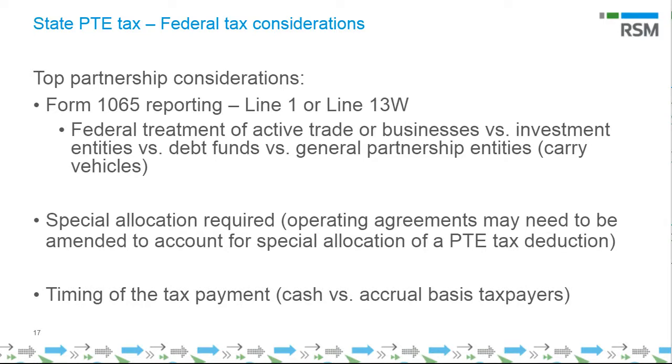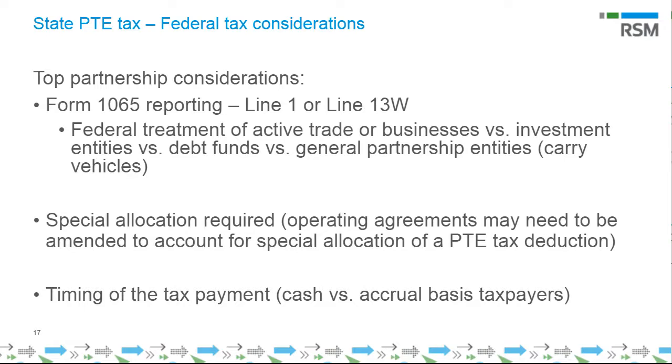Not really. You'll notice on the slide we have this question of, well, Form 1065 reporting, line 1 or line 13W, and that's on your Form K-1. And why we're asking that, or have that as a call out, is that the notice provides that the specified income tax payment is not a separately stated item of deduction that a partner or an S corporation shareholder takes into account separately. Instead, it's to be reflected in a partner's or an S corporation shareholder's distributive or pro rata share of non-separately stated income or loss reported on a Schedule K-1.